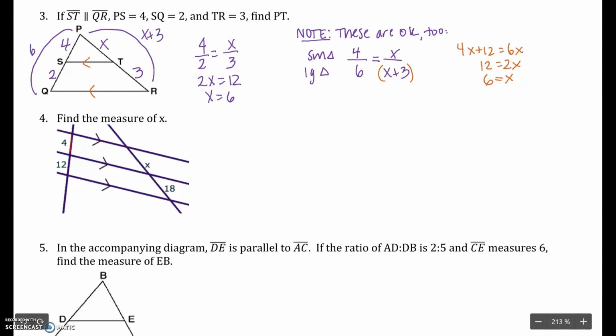So we can take the tops and the bottoms and make a straight proportion out of that. So 4 over 12 is equal to x over 18, and we can cross multiply. So 12 times x is 12x, and 4 times 18 is 72. And when you divide by 12, you are going to get 6.